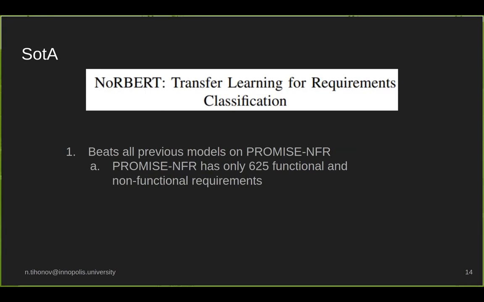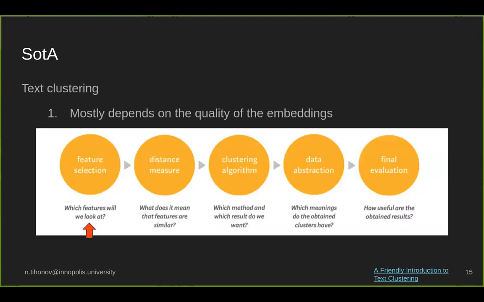However, the data set which was used for the benchmark cannot be said to be quite representative, because it has only 625 functional and non-functional requirements. And as I told you, we need a couple of hundreds of thousands of words or sentences to fine-tune our model.